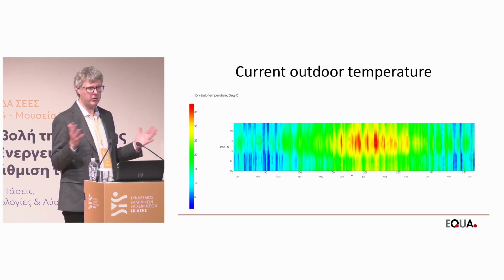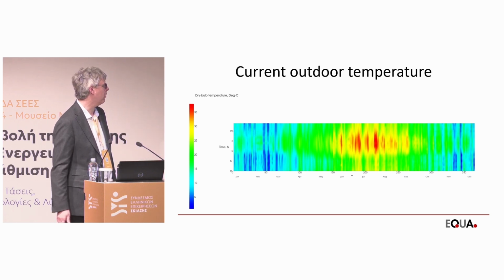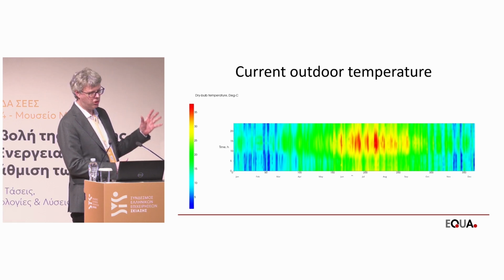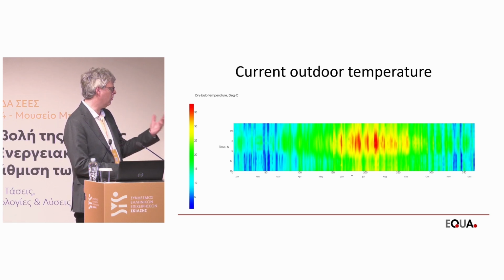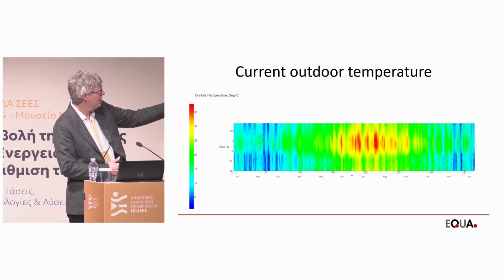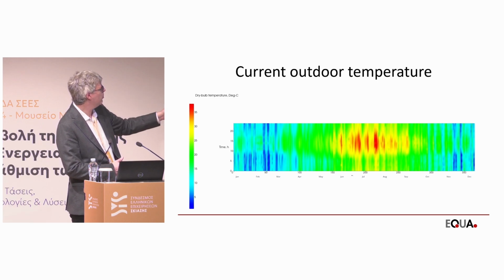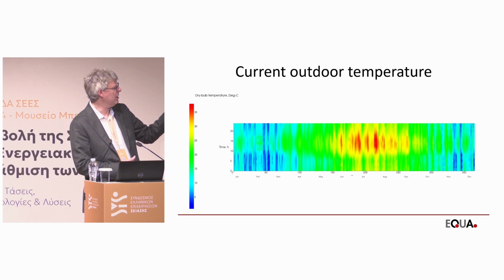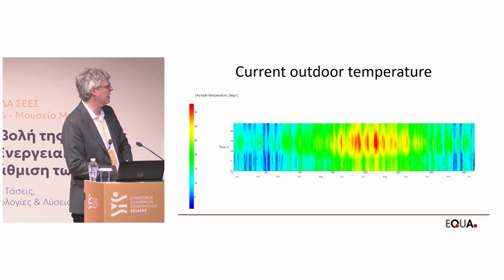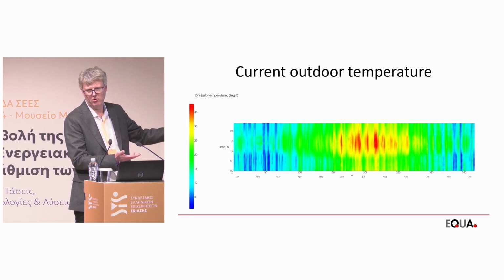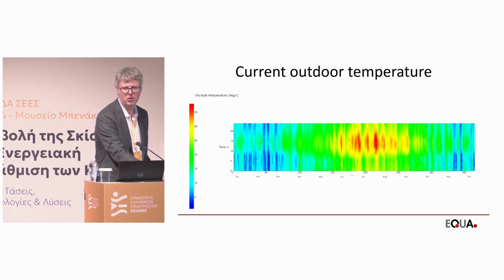Let's look at the current situation. This is an example from Athens, in Greece. So this is a chart type, I call it a carpet plot. On the x-axis, we see the season from January to December, and on the y-axis, we see the time of day. And we see that the overheating in Athens is usually in the middle of the summer, in the middle of the day. And that is, of course, no surprise for you. You live here, you know this.